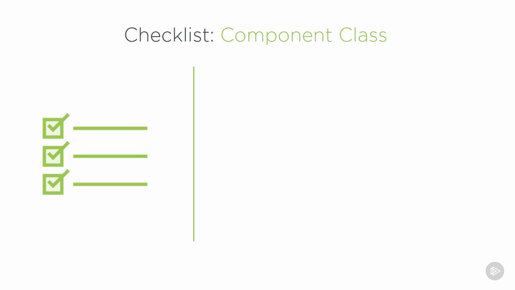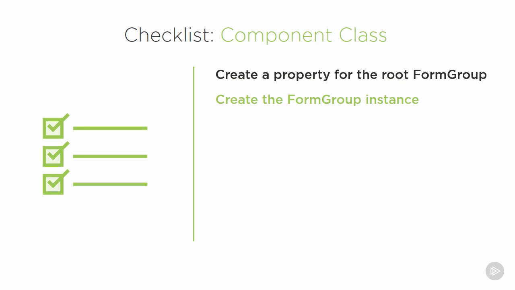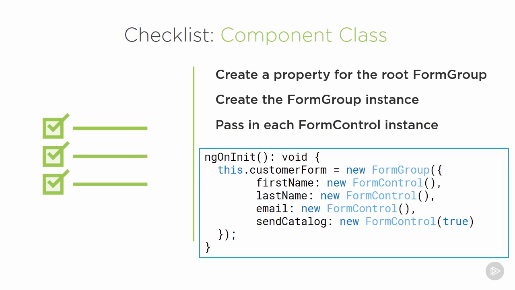Checklists are a great way to recheck our understanding and our work. When building forms using the reactive approach, the component class is in charge. In that class, we create a property for the root form group. We use this property to bind the form element in the template. Then we create the form group instance and pass in each form control instance, like this.